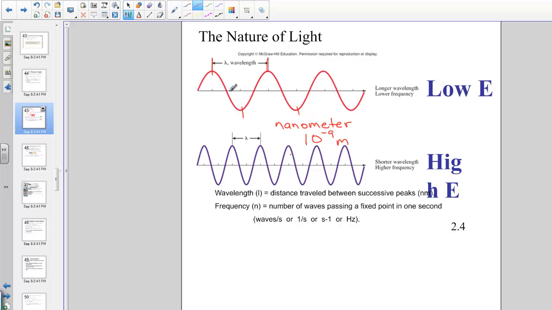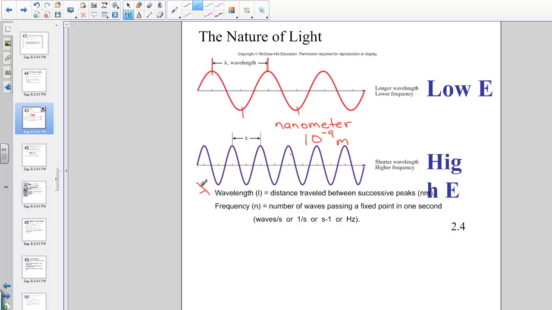Compare the wavelength of a red light to the wavelength of the blue light. Notice that the distance from the top of this wave to the next, the crest to crest, is a smaller distance. It has a shorter wavelength. A longer wavelength has lower energy. The shorter wavelength has higher energy.